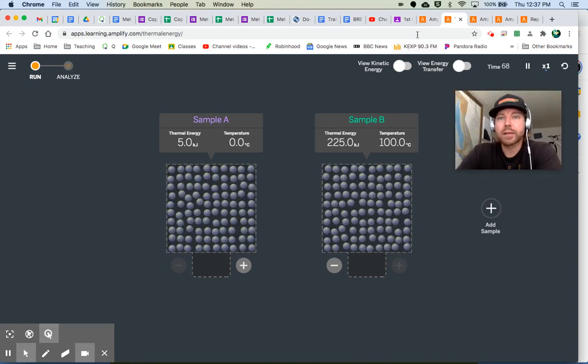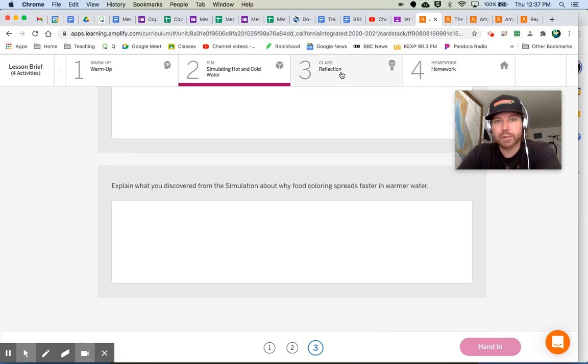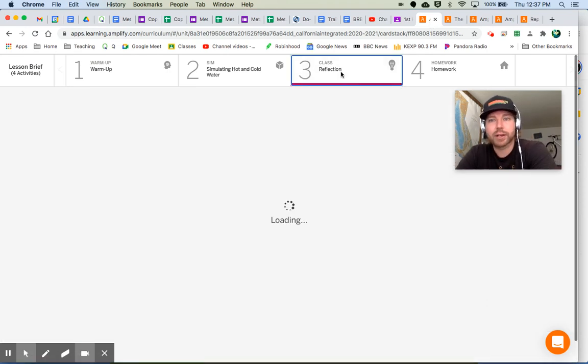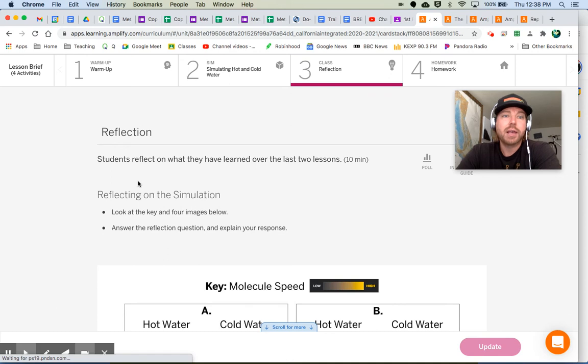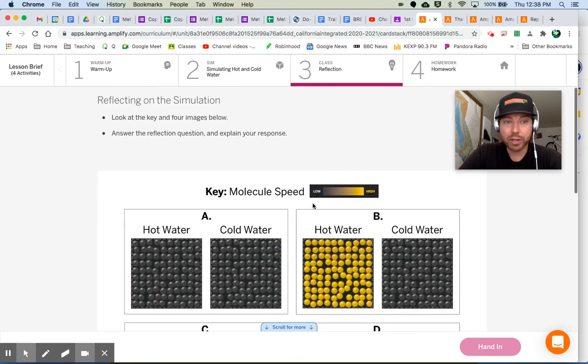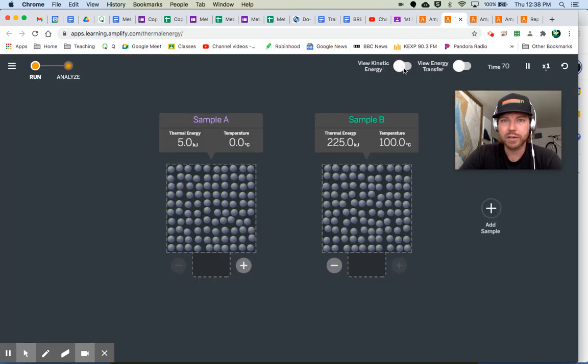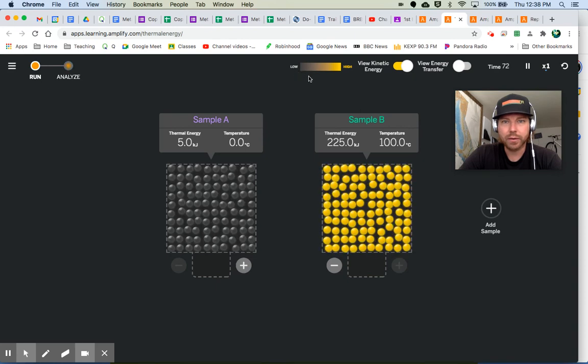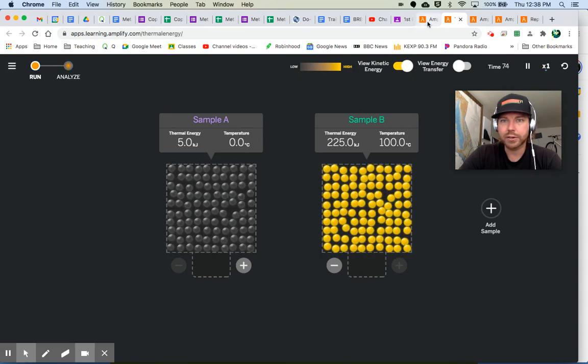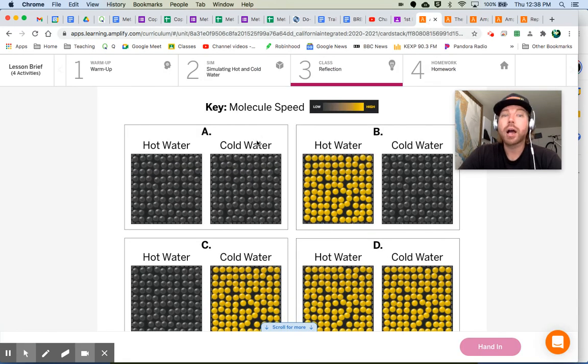All right, let's go back to Amplify. Let's click on number 3, the reflection. Let's see what it says. Students reflect on what they have learned over the last 2 lessons. Reflecting on the simulation, look at the key and 4 images below. Answer the reflection question and explain your response. Here is our key: molecule speed, low and high. Hey, that was kind of like the simulation, wasn't it? If we had kinetic energy, low kinetic energy, high kinetic energy, I think that relates to the speed.